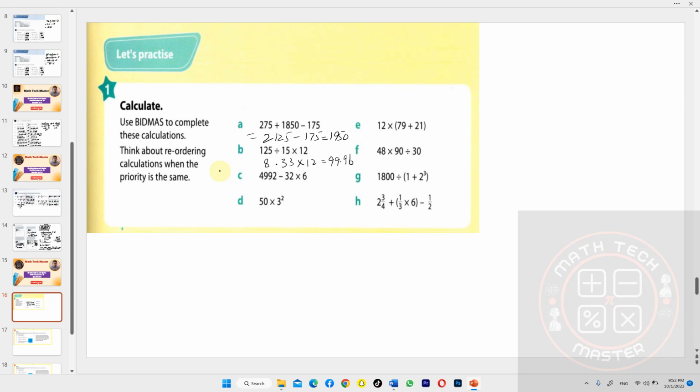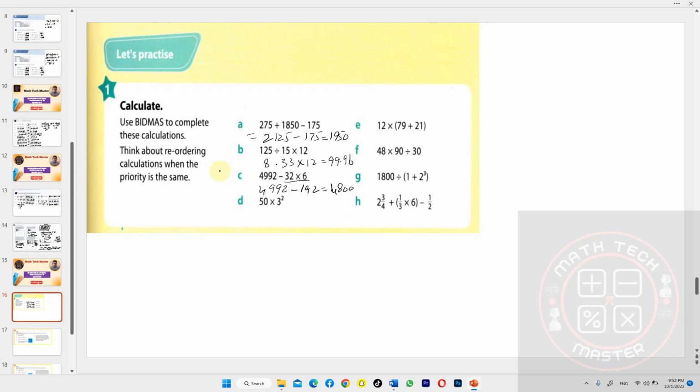In the C part, we know that we have to multiply the numbers first. So we will multiply 32 by 6, and we will subtract that from the question. So it will be 4992. So we will get 4800 as our answer.